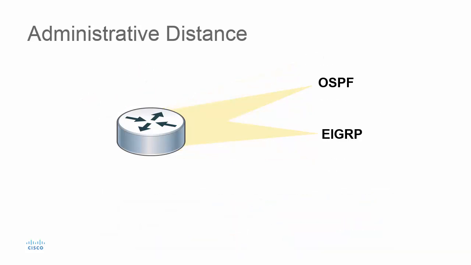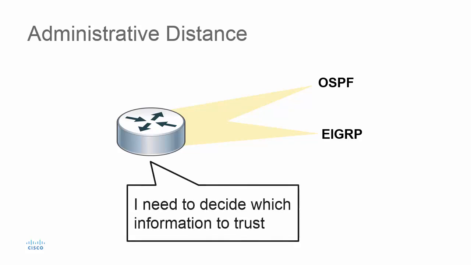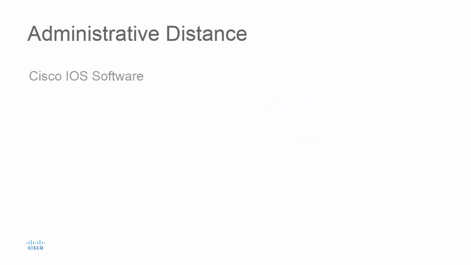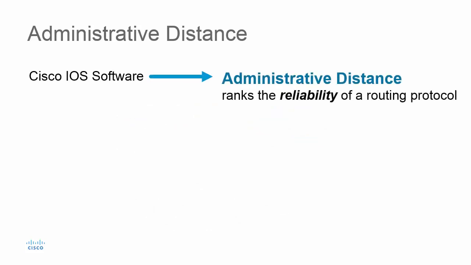If there are several sources of routing information, you need a method to rate the trustworthiness of each routing information source in order to select the best path. So the router needs to decide which information to trust, the path calculated by OSPF or the path calculated by EIGRP. Cisco IOS software uses the concept of administrative distance to select the best path when it learns about the same destination network from two or more routing sources.